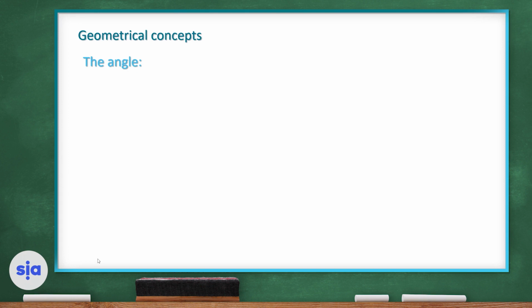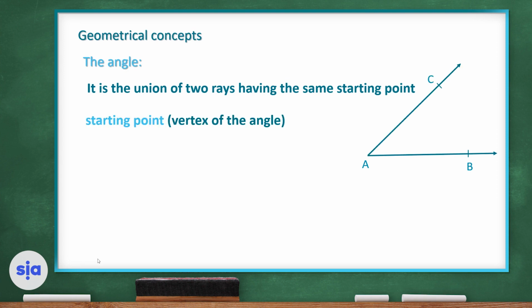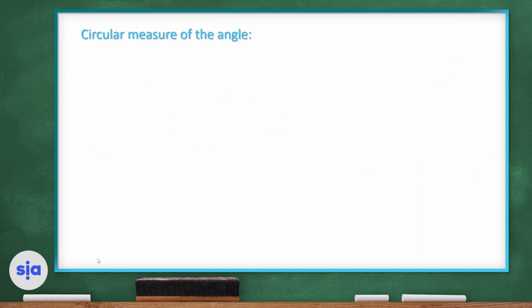Our first concept in this session is the angle. The angle is the union of two rays having the same starting point. As you can see here, we have ray AB and ray AC. The starting point is called the vertex of the angle, which is here point A. The two rays are called the two sides of the angle.